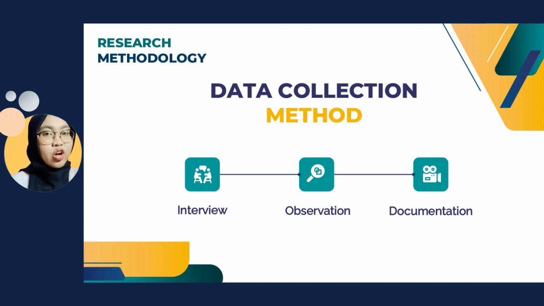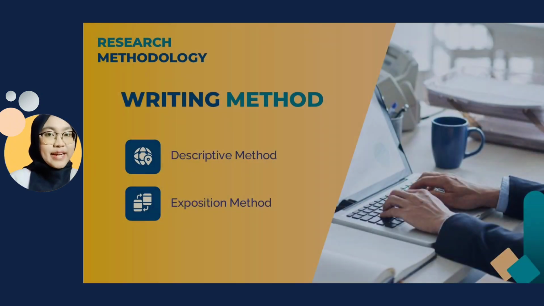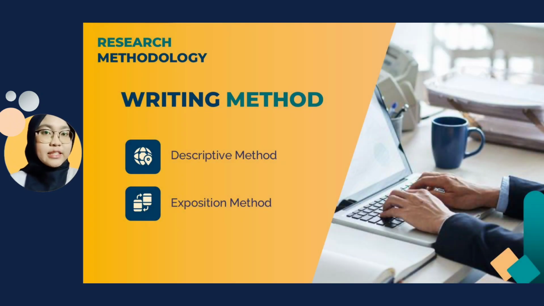And the second is documentation, carried out by collecting data by reading documents relating to production data, material costs, labor costs, factory overhead costs, and the Wingko Babat production process. And the third is observation, made by viewing and observing the production process directly at the production house of the Wingko Babat Pratama Semarang business. Writing method. The writing method used is the description and exposition method. The description method used by the author is to present a general overview of the company, the duties of each section, and the production process.